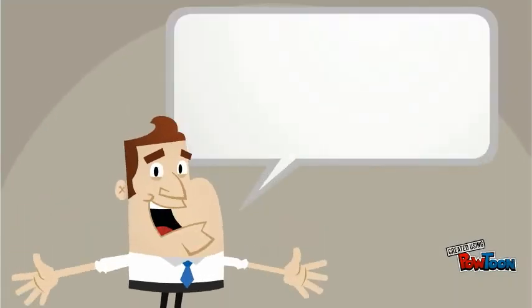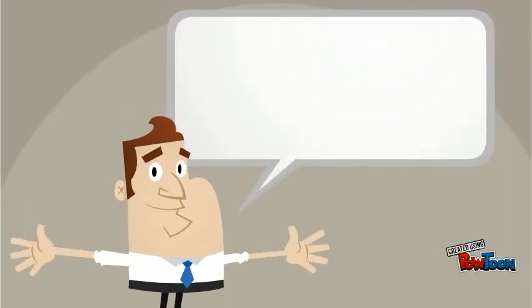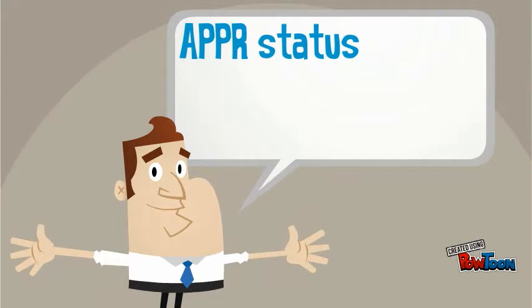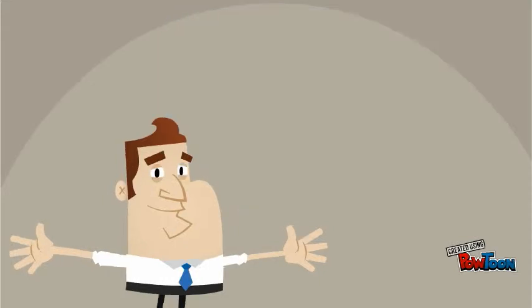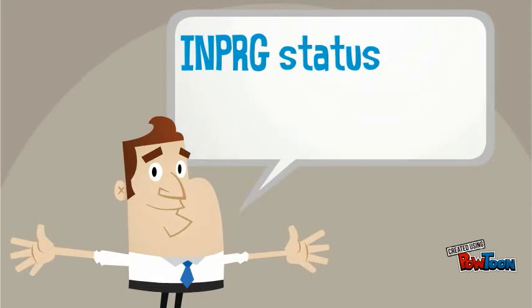Now that you've assigned any job plans and got a good idea of this unit's work history, you can finally get going on actually working on the unit. You should have it assigned to you, so you'll want to put your work order in APPR status. This needs to be done so that information such as labor time or log notes can be entered into the work order. As you start the actual physical repair on the unit, you, the tech, will want to place the work order for your unit in INPRG status.